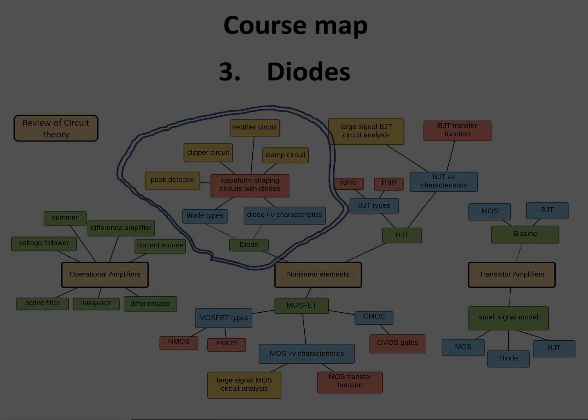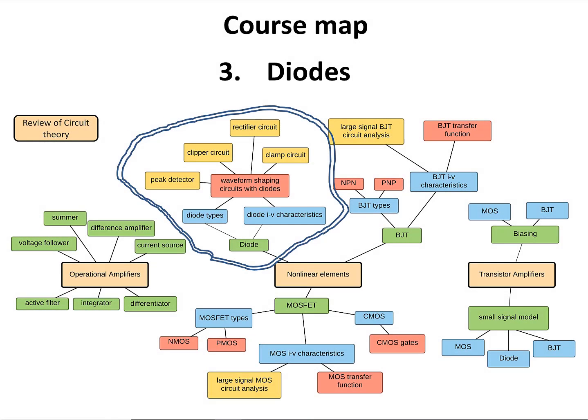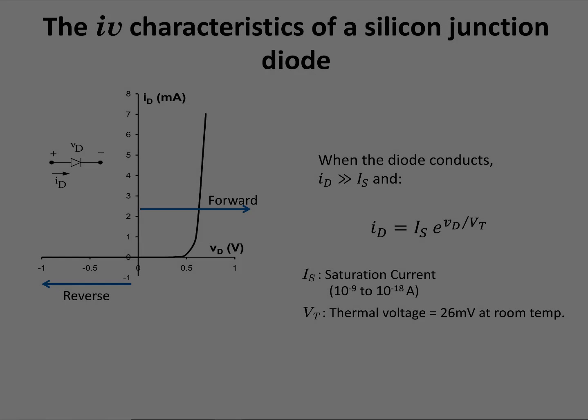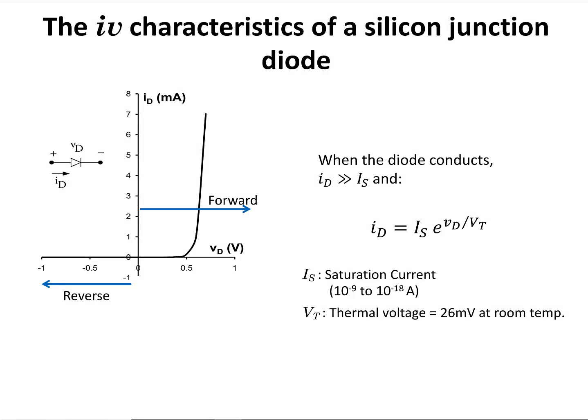Hello everyone, we are at the topic of diodes. Today we are going to look at the structure of the PN junction diode and the IV characteristics of the diodes. The IV characteristic graph of a PN junction diode is provided in this figure in here.